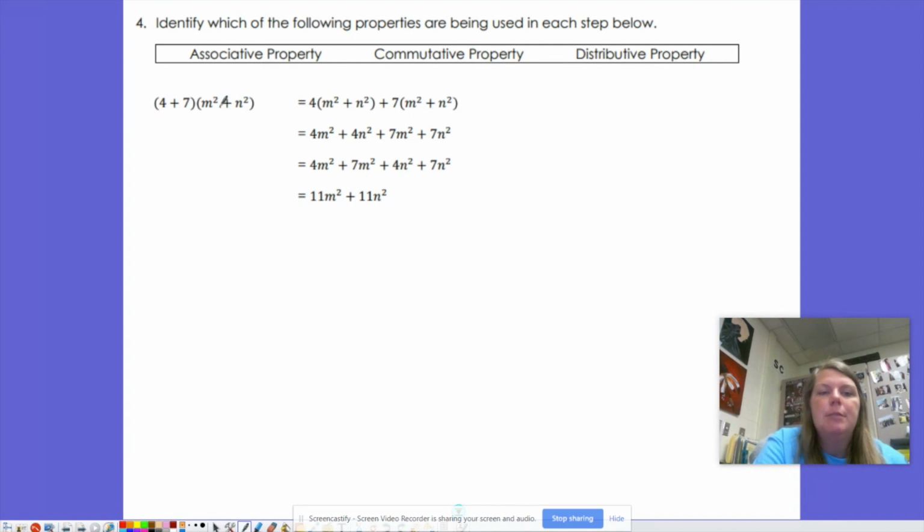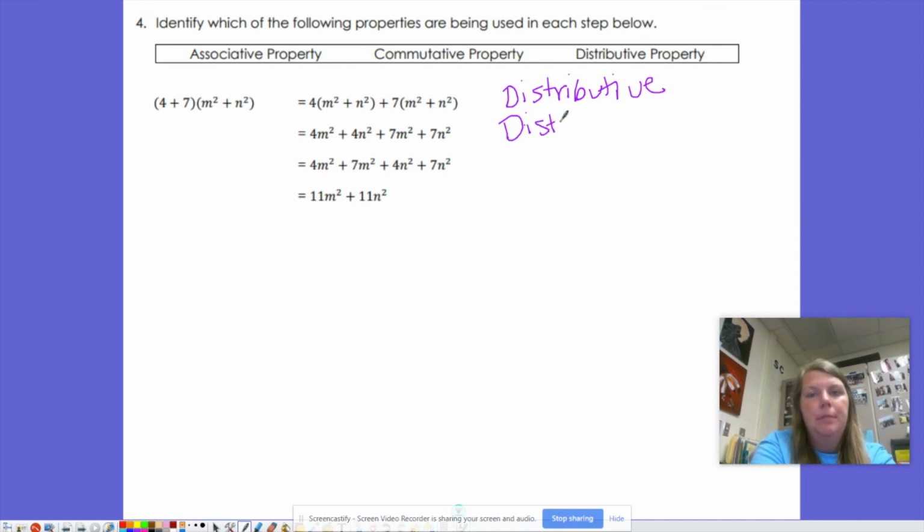So if you look at the steps from our original problem, 4 plus 7 quantity times n squared plus n squared quantity, and you look how it changes in step number 2, they're separating the 4 and the 7 to both of those expressions in the parentheses. So I would consider this distributive property. And then in the third step, they actually go through and distribute. So I'm going to say that that's, I know that I can't spell, distributive.